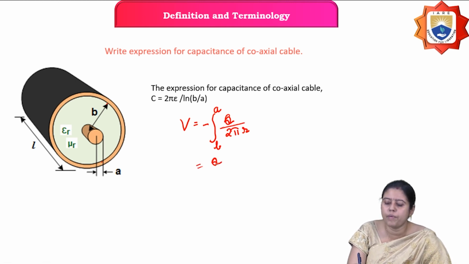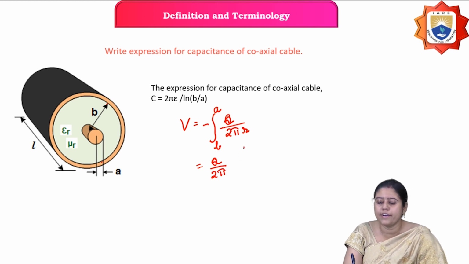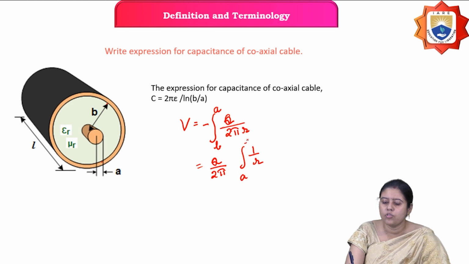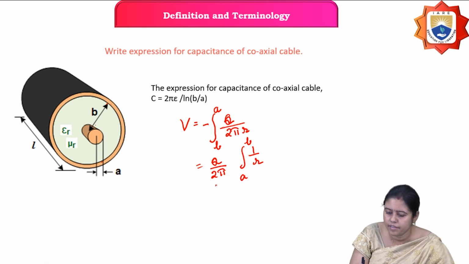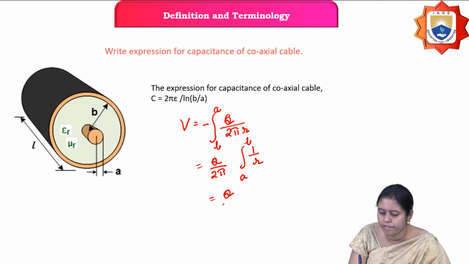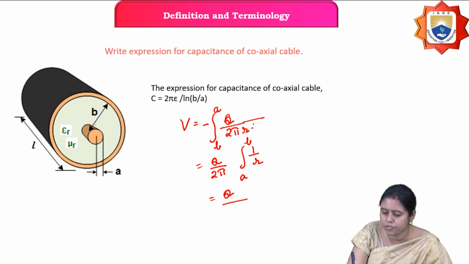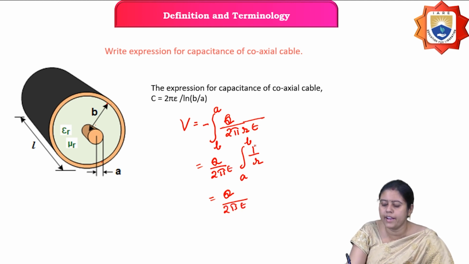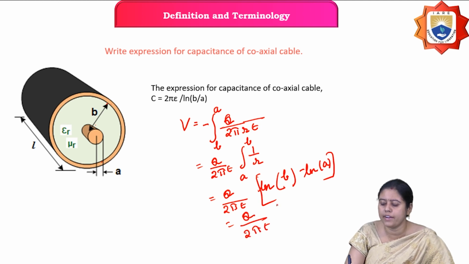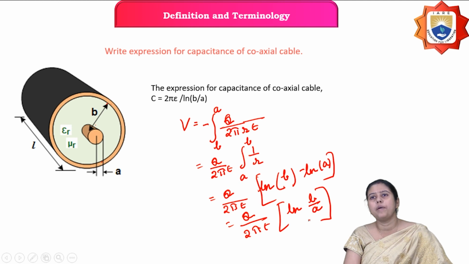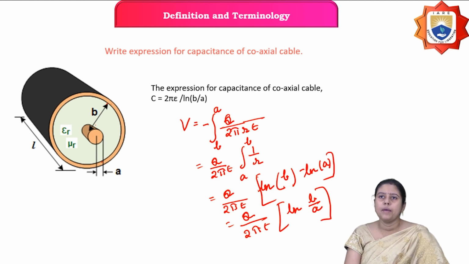So what is the value? Q by 2 pi is a constant, so we are getting the integral of 1 by R from A to B, where B is the radius of the outer conductor and A is the radius of the inner. I missed the epsilon: Q by 2 pi epsilon, and the integral of 1 by R is ln B minus ln A. So V is Q by 2 pi epsilon ln B by A.